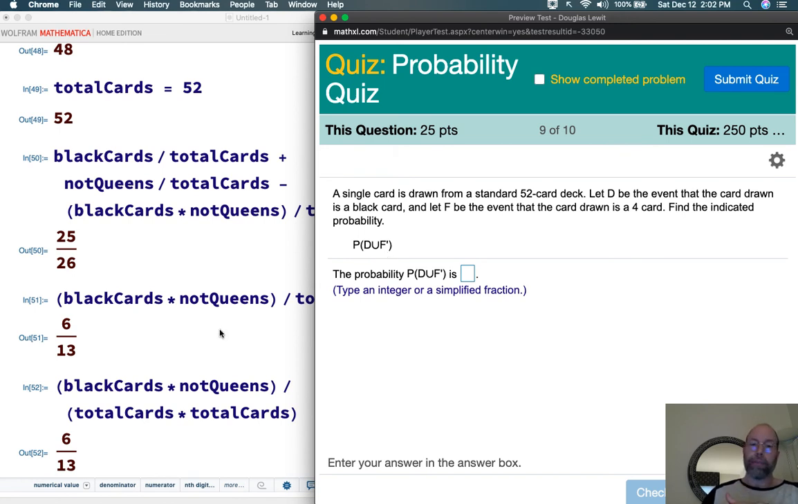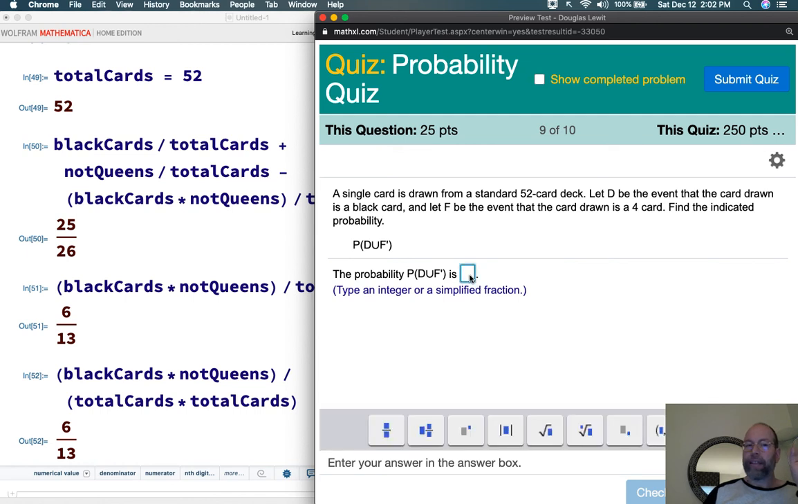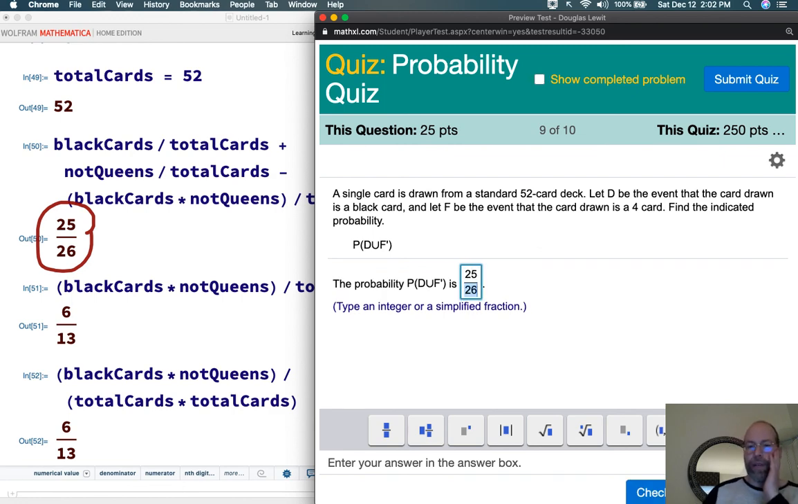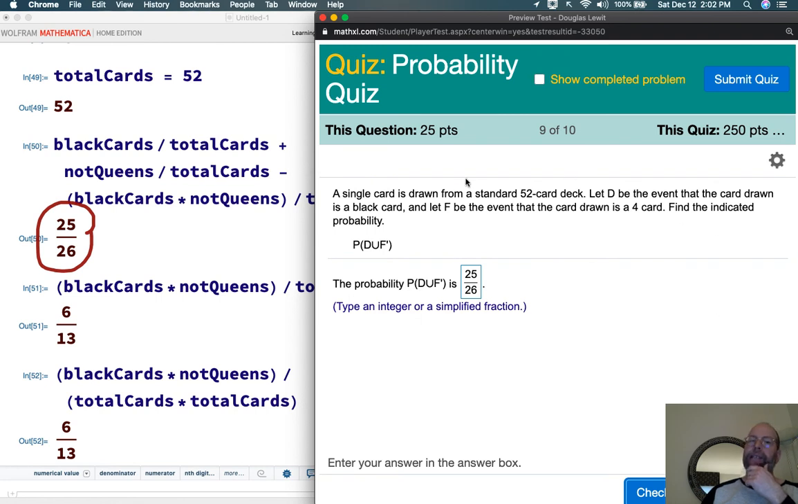This is actually just like the last problem. Because we have 4 4s, I think this is exactly what we have over here, 25 over 26. Let me see if that's going to work. I'm pretty sure that's the right answer. Your input is correct. Score 100%. So there wasn't really much to do there, because it's basically like the last problem, except this time instead of AND logic, I'm using OR logic.